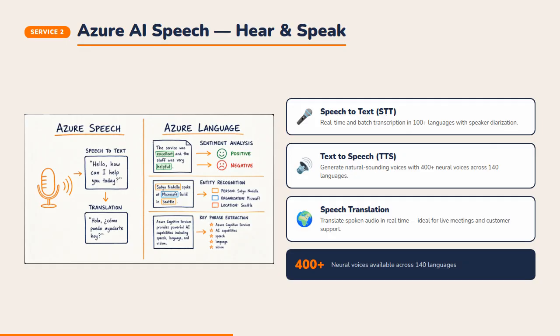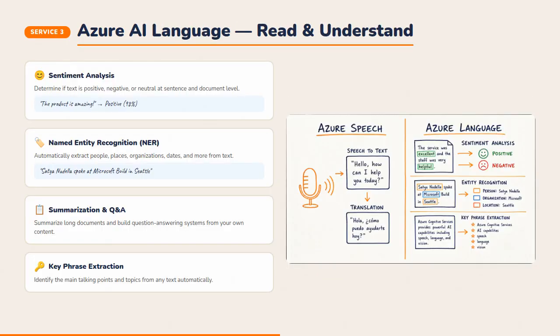Slide 6. Azure AI Language. Azure AI Language is your toolkit for understanding text. Sentiment analysis determines whether text is positive, negative, or neutral at both the sentence and document level. For example, the phrase, "the product is amazing," would return a positive sentiment score of 98%. Named entity recognition automatically extracts people, places, organizations, dates, and more from any text. Summarization condenses long documents into concise summaries, and the question answering feature lets you build knowledge bases that answer user questions from your own content. Key phrase extraction rounds it out by identifying the main topics in any text automatically.